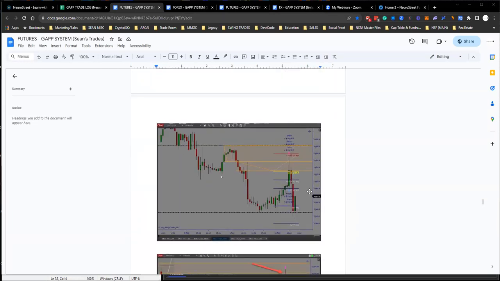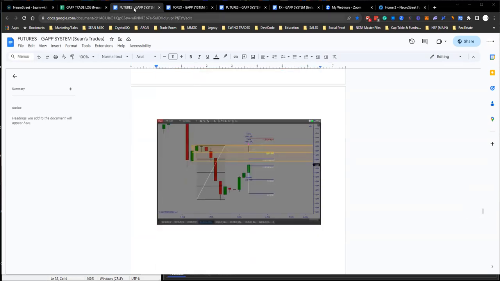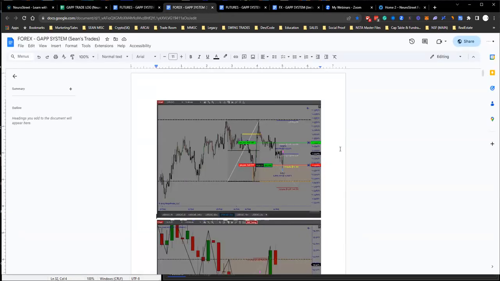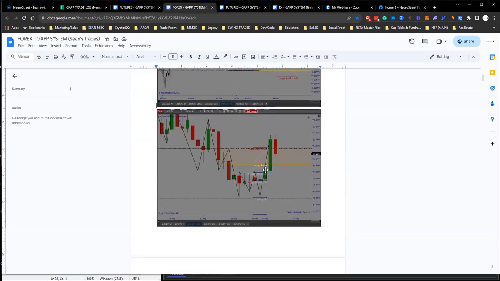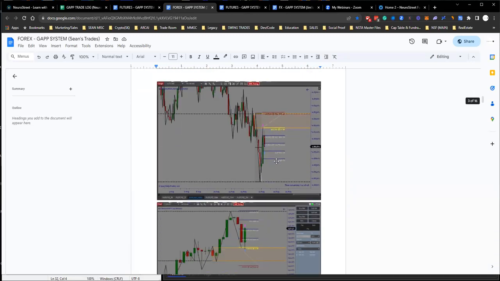Look at this huge short. And that was on futures. And then I started doing it on Forex. So I started documenting the exact same system on Forex. I was taking screenshot after screenshot and logging all my trades.